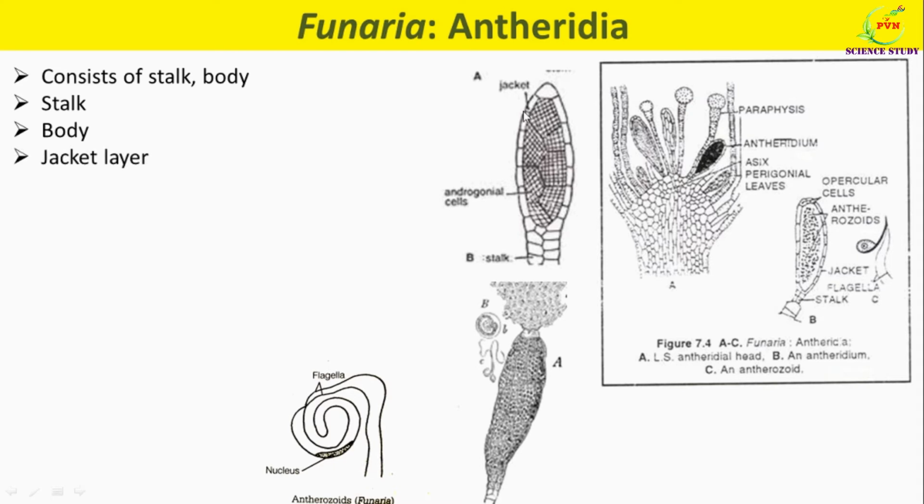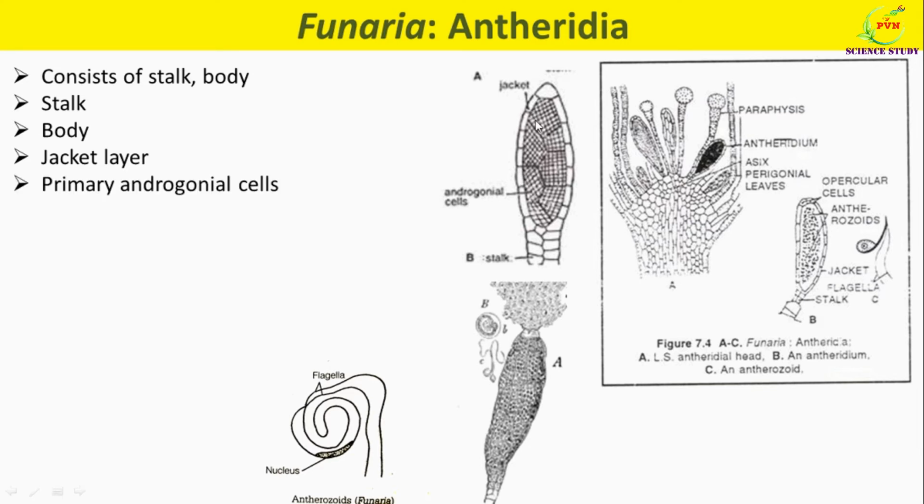The wall of the antheridium is made up of a single layer of cells and is called the jacket layer, as you can see here. The cells of the jacket layer are thin-walled, polyhedral, flattened and contain chloroplast when the antheridium is young. After maturity, the chloroplasts of the jacket cells turn into red or orange colored chromoplasts.